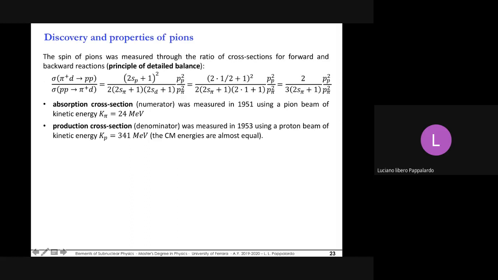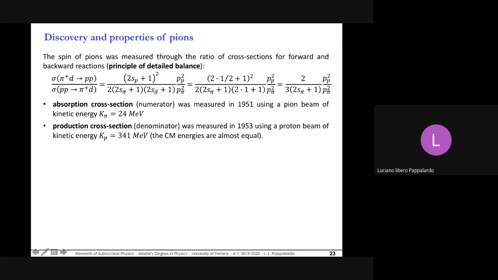Now, when you take the full expression of the cross-section, as we derived from the Fermi Golden Rule, most of the terms cancel in the ratio. The transition matrix element, for instance, cancels because the processes are just the same but reversed in time. The only things that remain are the spin multiplicities in the final state, and of course the squared momenta of the final state in the two cases.